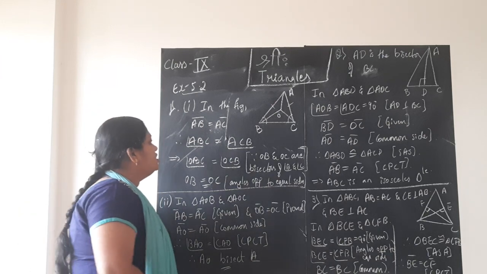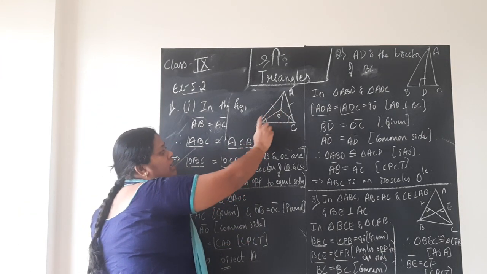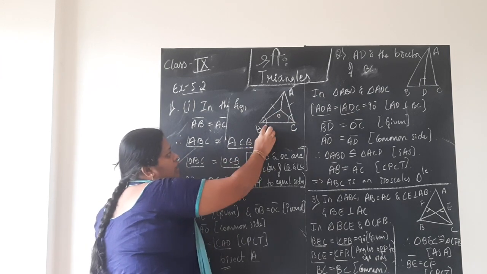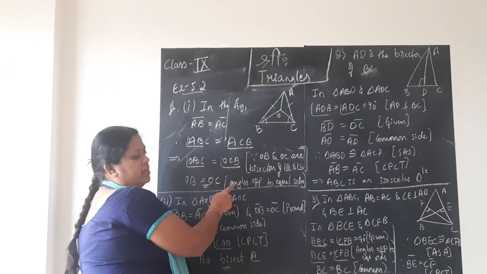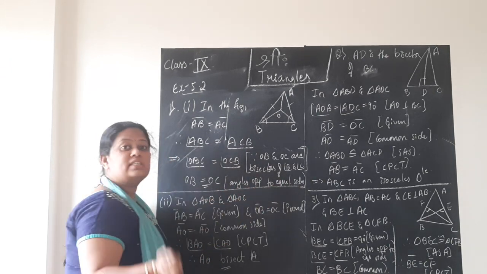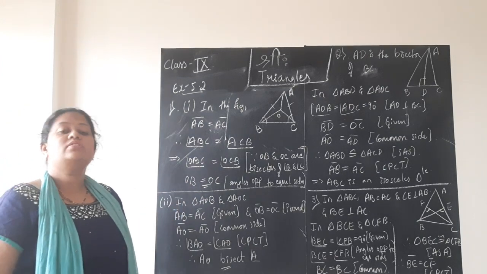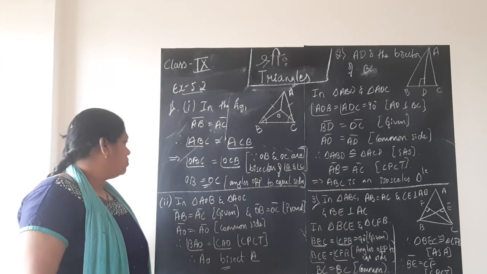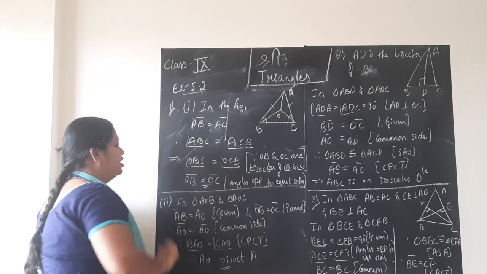Why? Because we proved angle OBC equals angle OCB, and for angle OBC, the opposite side is OC. Similarly, for angle OCB, the opposite side is OB. So the theorem: sides opposite to equal angles are equal. Look. Hence, we can say OB equals OC, children. Like this, you need to solve. That's the first part, OB equals OC. We proved. Line segments, please don't forget to draw the lines.